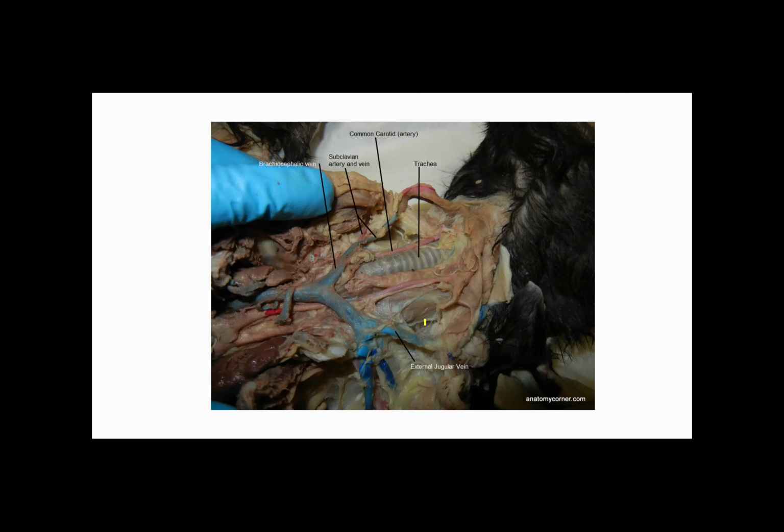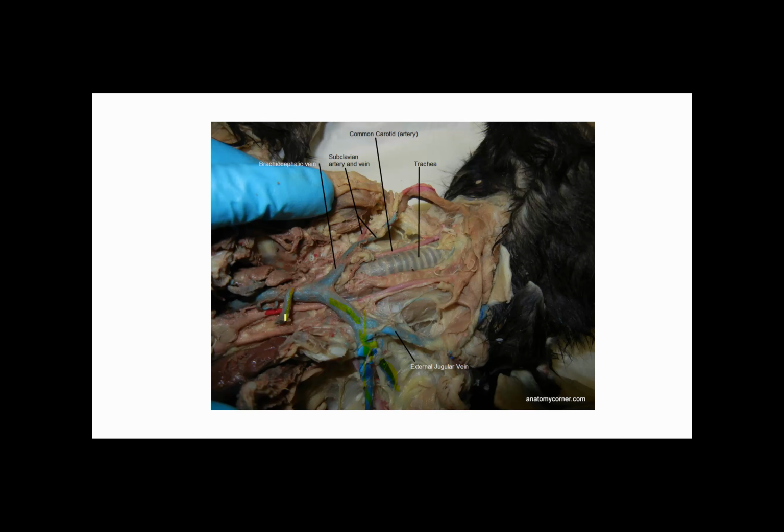Here is another picture. The cat's head is to the right up here. We can see the external jugular vein. Here is the subscapular vein dumping into the axillary, and then that turns into the subclavian vein. So that would be the left subclavian vein that I'm highlighting here. When the external jugular vein dumps into the subclavian, then that turns into the brachiocephalic vein.